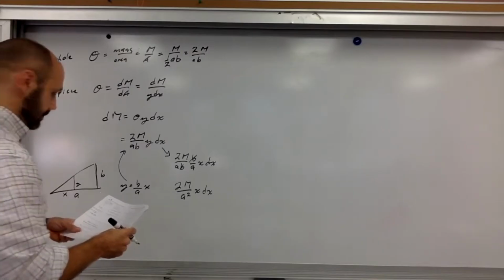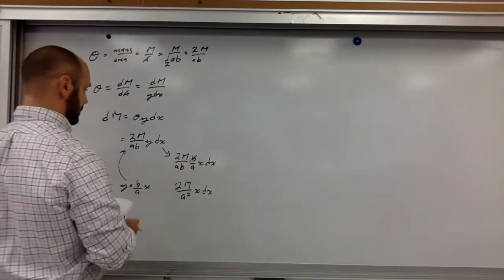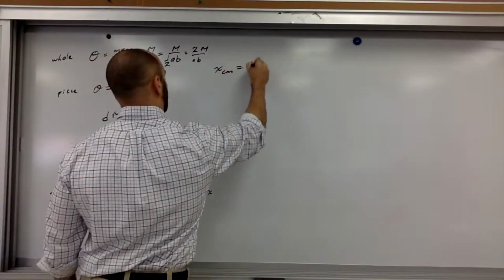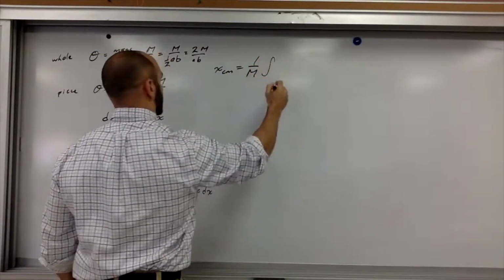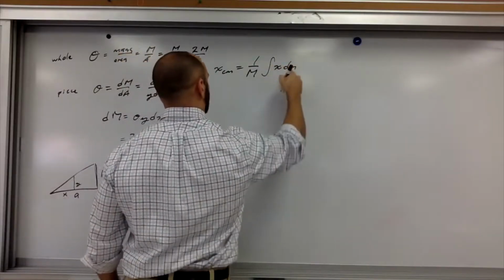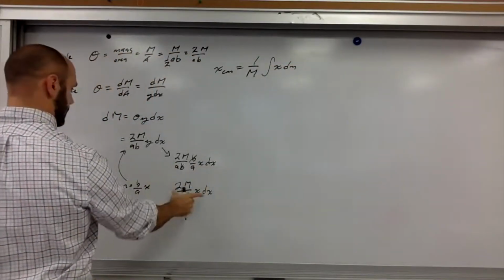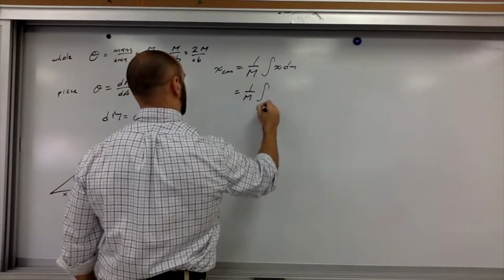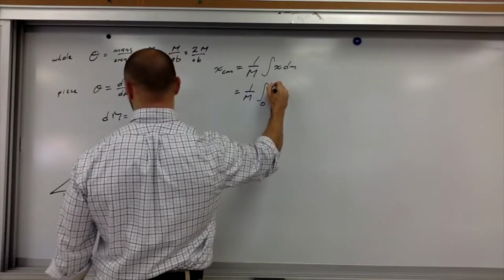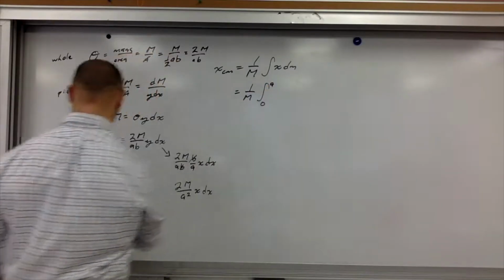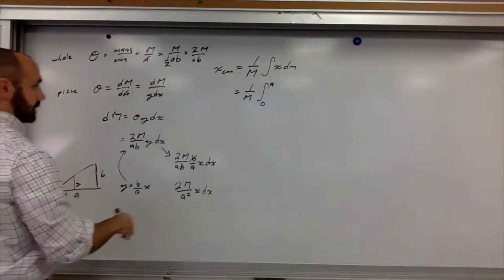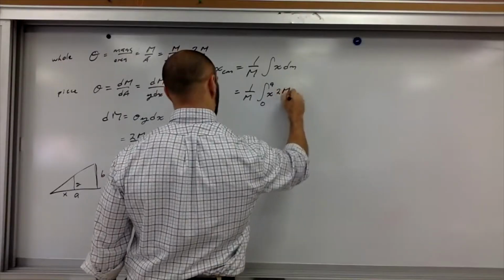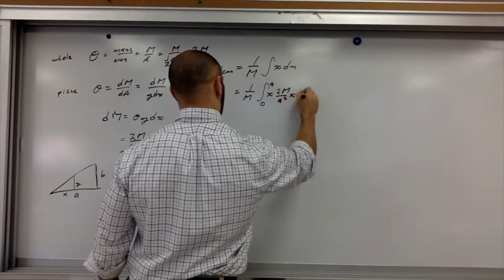Okay. So now I get to put all this into the function and find out. So the x center of mass is 1 over m, and then adding up x dm. But dm is this whole thing, right? So this is 1 over m from 0 to a. I'm going from here all the way for the full length of the triangle. X times 2m over a squared x dx.